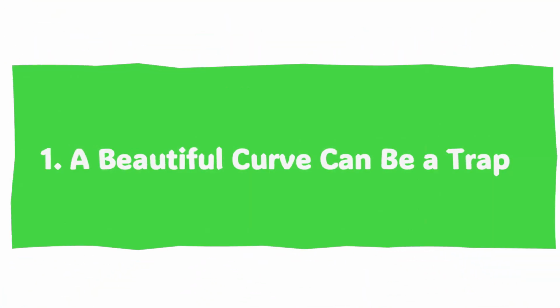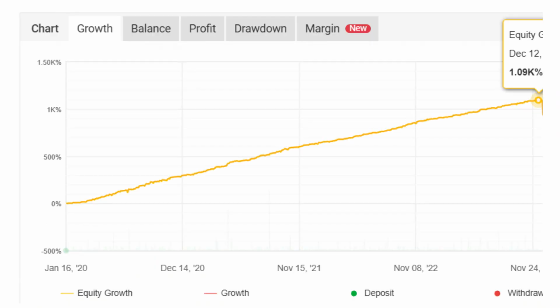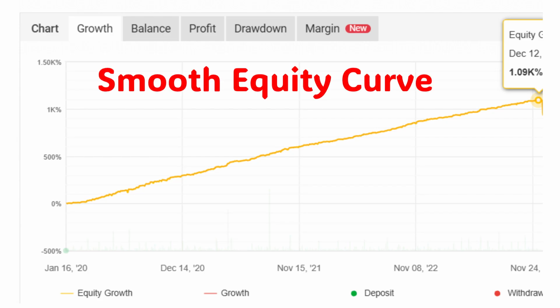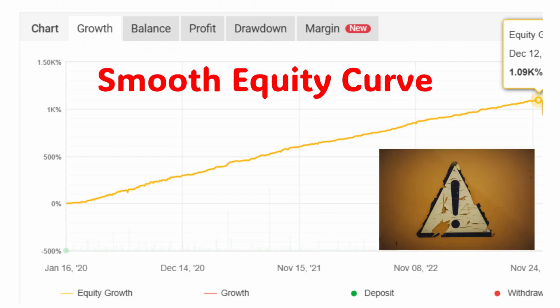1. A beautiful curve can be a trap. The first reason is assuming that a smooth upward equity curve means the EA is good. When you see a chart like this, it looks very stable. The balance hardly drops. The account grows smoothly. For beginners, this looks very attractive. But this is one of the most dangerous points.